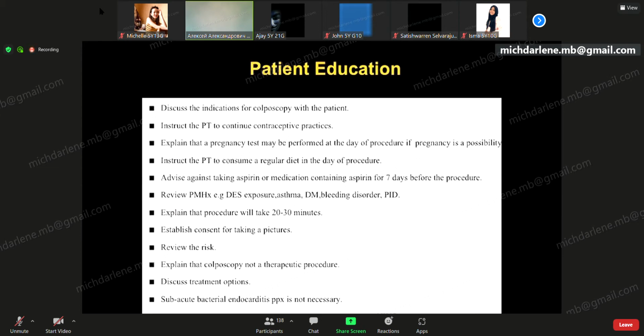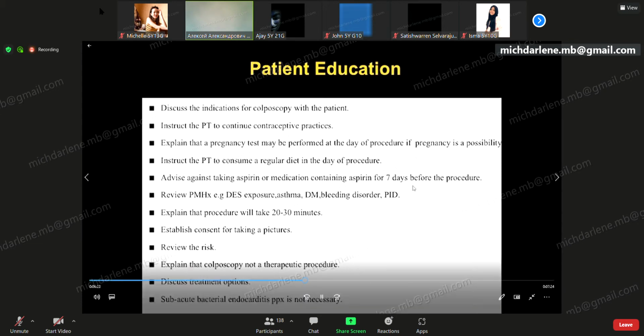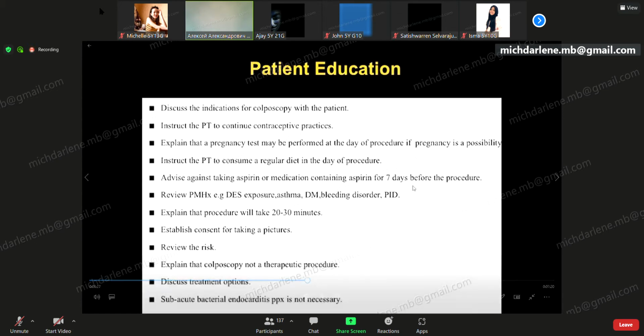Patient education. Discuss the indication of colposcopy with the patient. Instruct the patient to continue contraception practice. Explain that a pregnancy test may be performed on the day of the procedure if pregnancy is a possibility. Instruct the patient to consume a regular diet on the day of the procedure. Advise against taking aspirin or medication containing aspirin for 7 days before the procedure. Review past medical history, including DES exposure, asthma, diabetes, bleeding disorder, and PID.